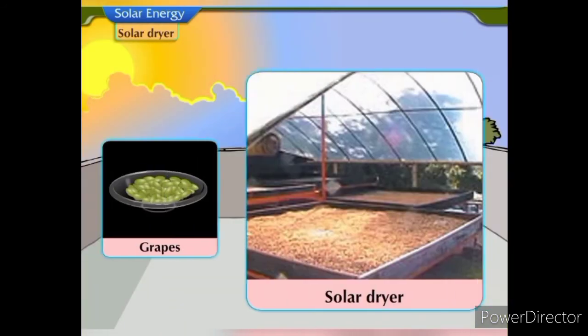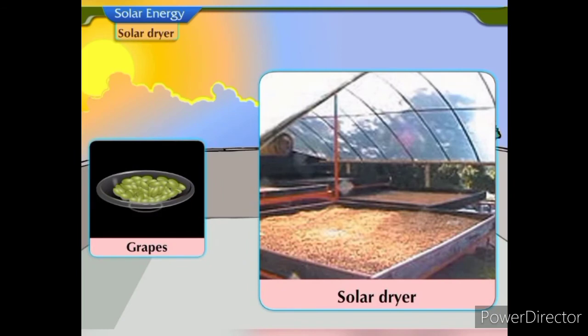Solar dryer. As you infer from the name, it is used as a dryer. It is used to dry grapes. What do you call dried grapes? Dried grapes are called raisins.